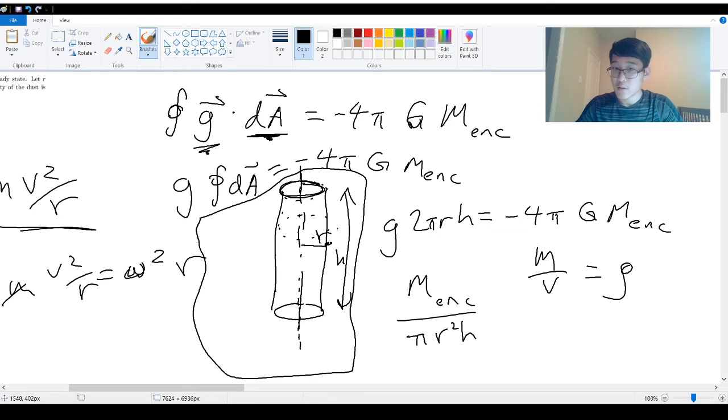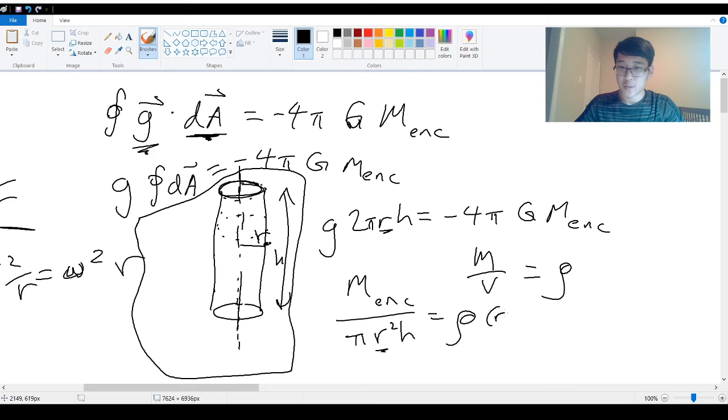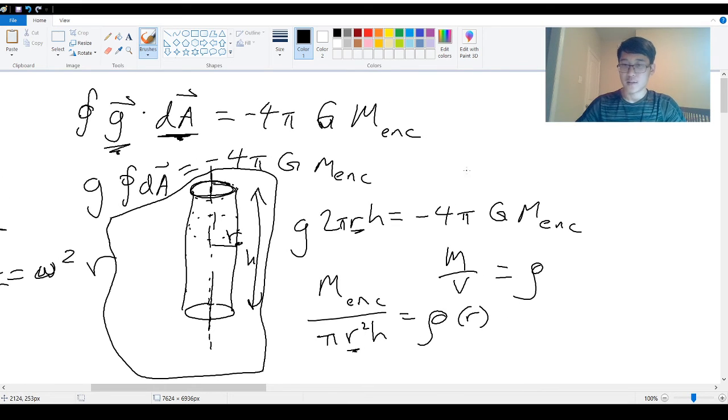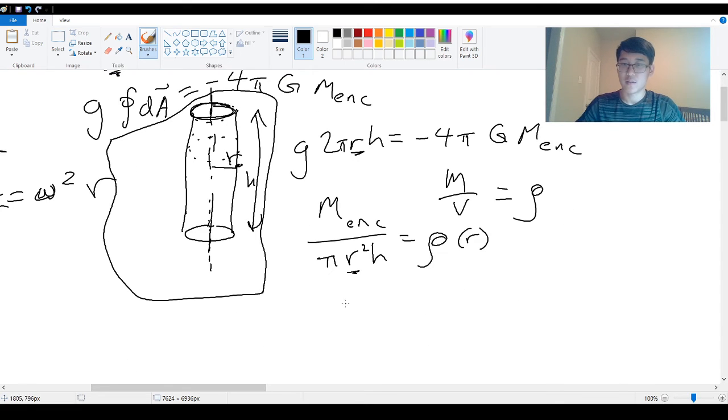So r in this case, if we just recap a little bit, is just any radius that we choose from the center of the cylinder. So we can say the exact same r here, because that's the volume that it takes up, and that's equal to this density. This density could depend on r, but we don't know yet, so we just write it like this for now. Then we will plug in mass enclosed to this equation right here. So multiply by pi r squared times h on this side, and plug it in.